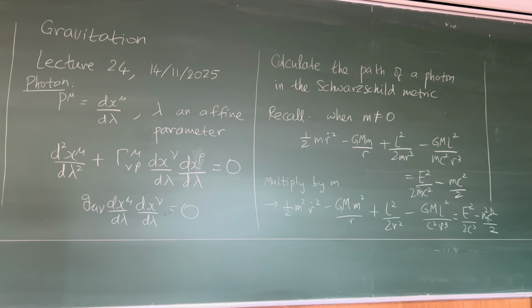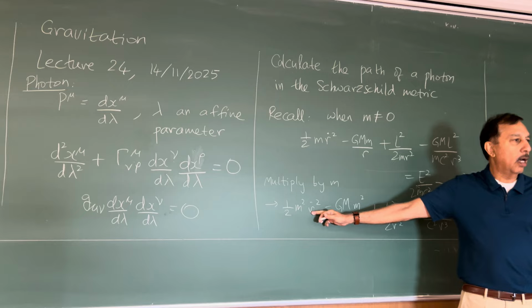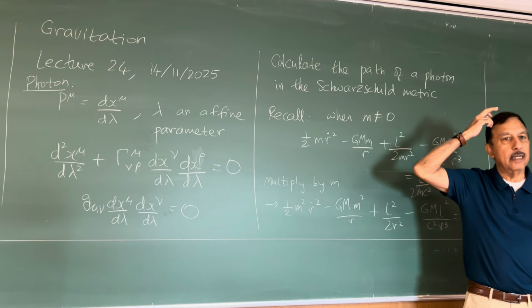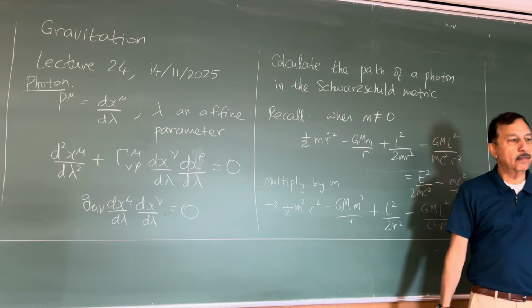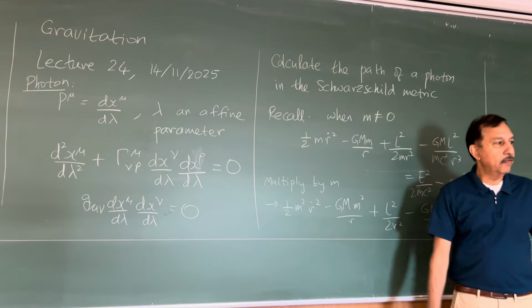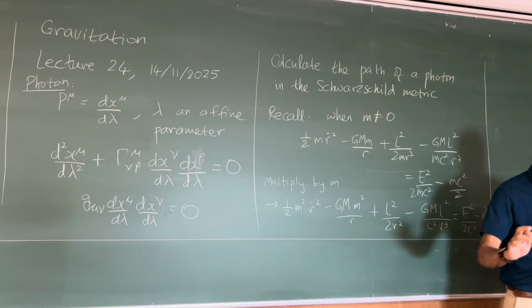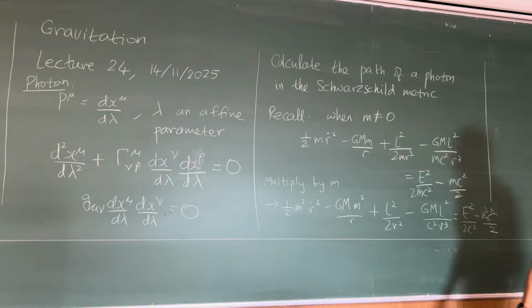Now it looks a little better because nothing is blowing up when I take m to 0, but there's still a problem. I want an equation for r dot, because that's going to be integrated to tell me what r is as a function of lambda, and that is the actual path of light, and it doesn't look very nice if m is taken to 0 in this. But here we remember something.